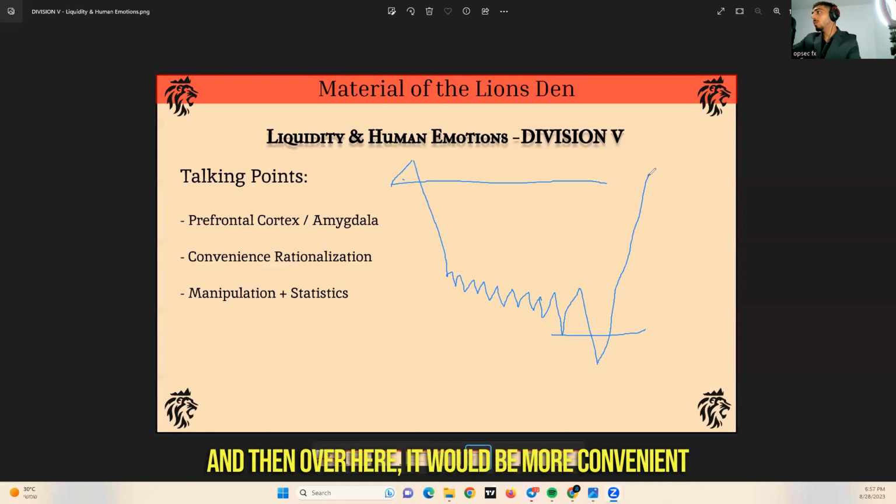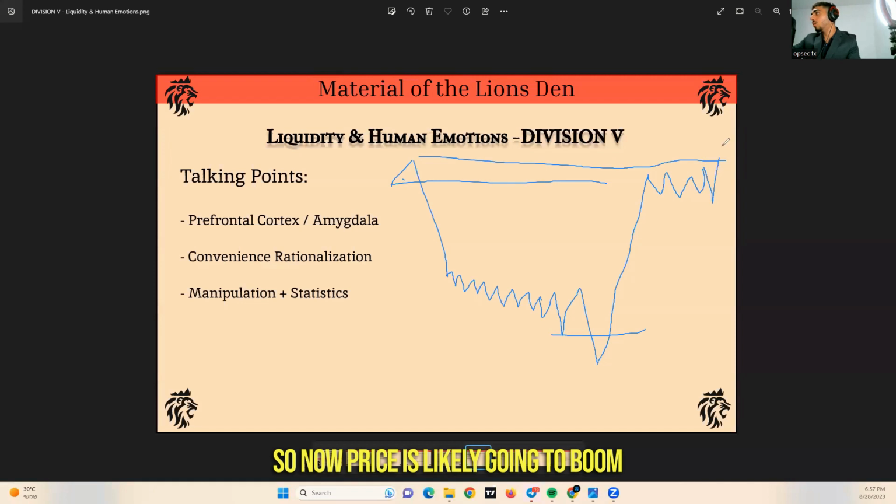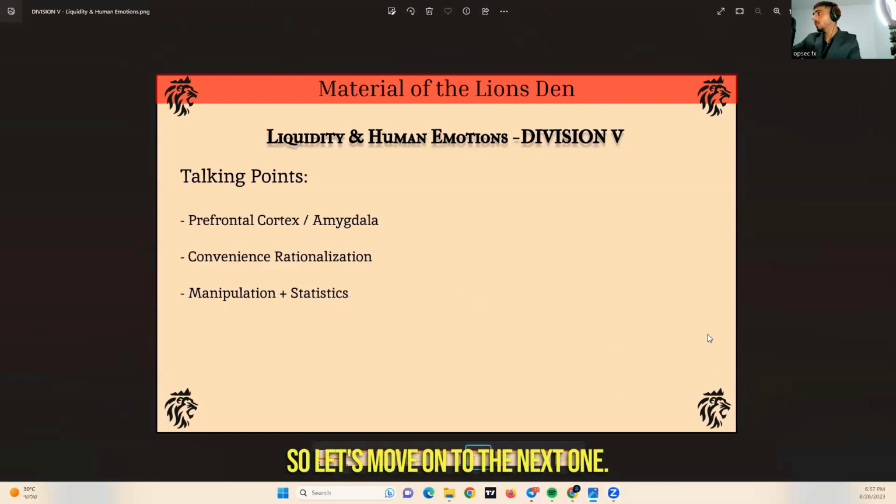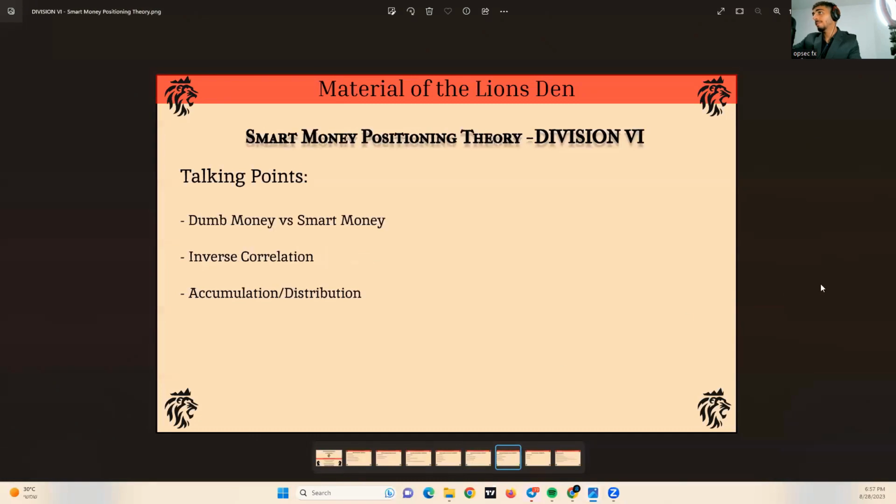Okay. And then over here, it would be more convenient to go short because now it's at your POI. So the stops are up here. So now price is likely going to go up because it's more convenient to do that. And now at this point, you're pissed. Now you're going to be like, okay, fuck it, I'm going to go long. And now they're going to distribute on you all the way down. This is liquidity and human emotions. Now, I already went over this part, so I don't need to go over it again. So let's move on to the next one.